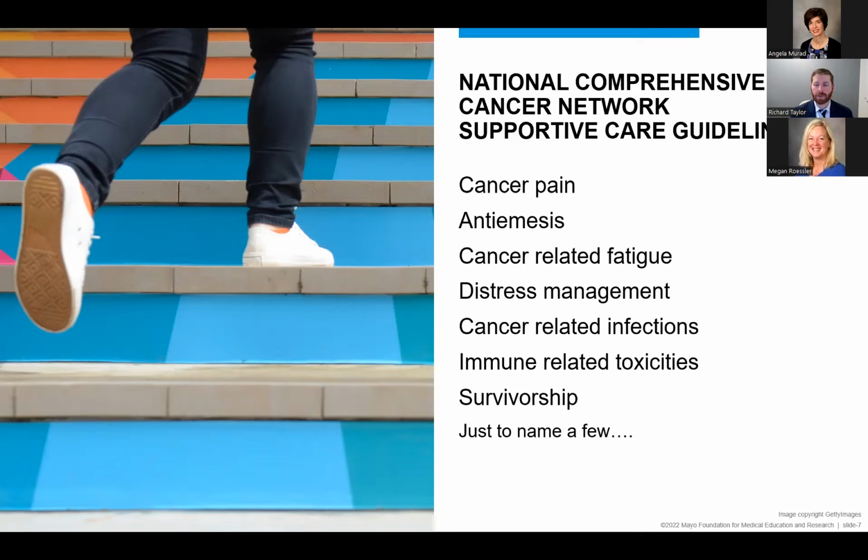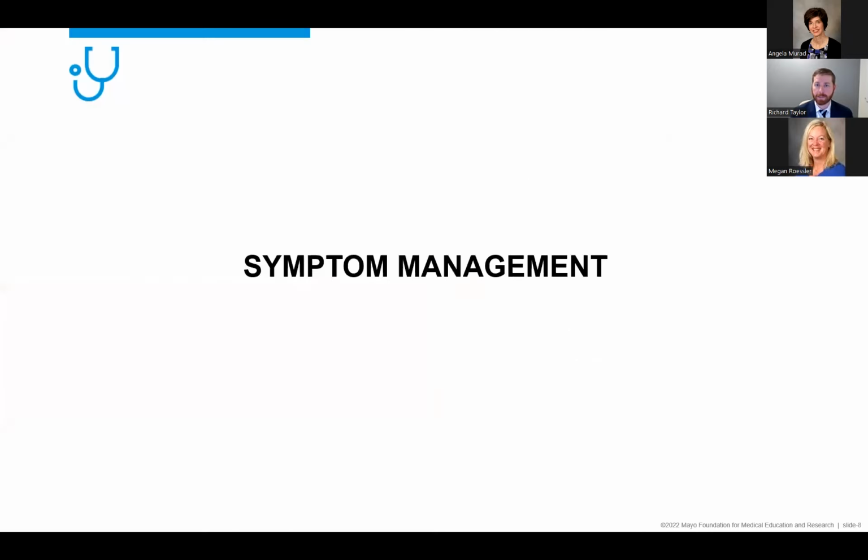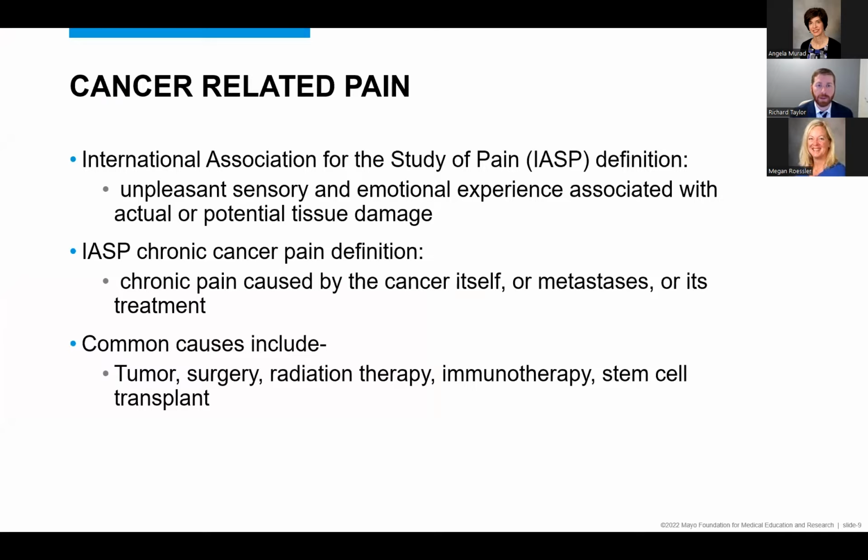Distress management, some cancer-related infections, some immune-related toxicities. This is becoming more and more common, because immunotherapy and immune-related treatment options are more common in the cancer center. So we're seeing these toxicities, and of course, survivorship. And these are just a few that we're gonna look at, but there are several other guidelines on the NCCN website. And I'm going to start it off by talking about symptom management. Specifically, we're going to talk about cancer-related pain.